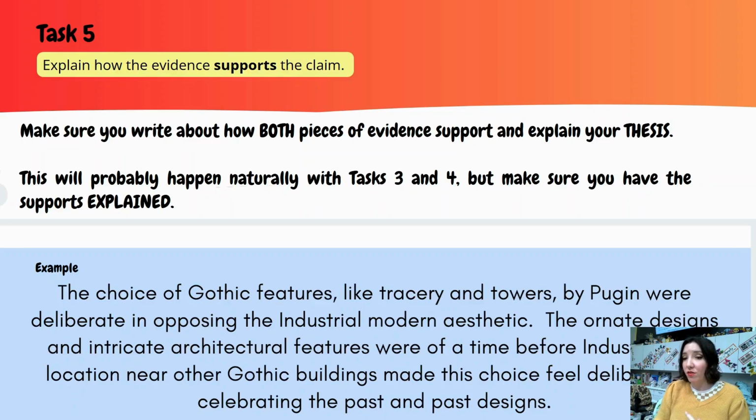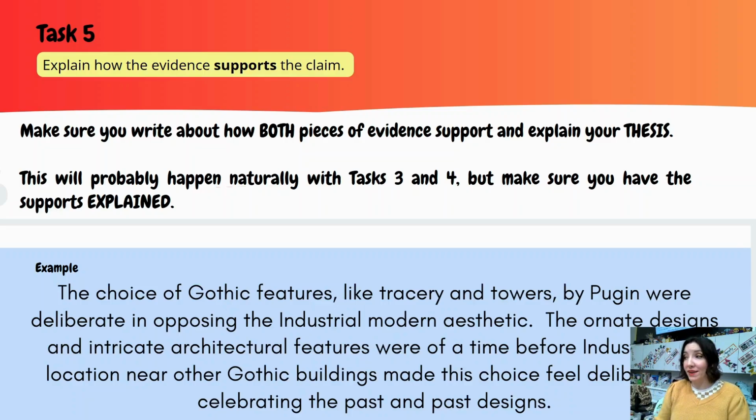The choice of Gothic features, this is my example, like tracery and towers. So this is more evidence I threw in because I'm like, wow, I'm not super confident, I'll throw that in again. The choice of Gothic features like tracery and towers by Pugin were deliberate in opposing the industrial modern aesthetic. The ornate designs and intricate architectural features were of a time before industry. The location near other Gothic buildings made this choice feel deliberate in celebrating the past and past designs.